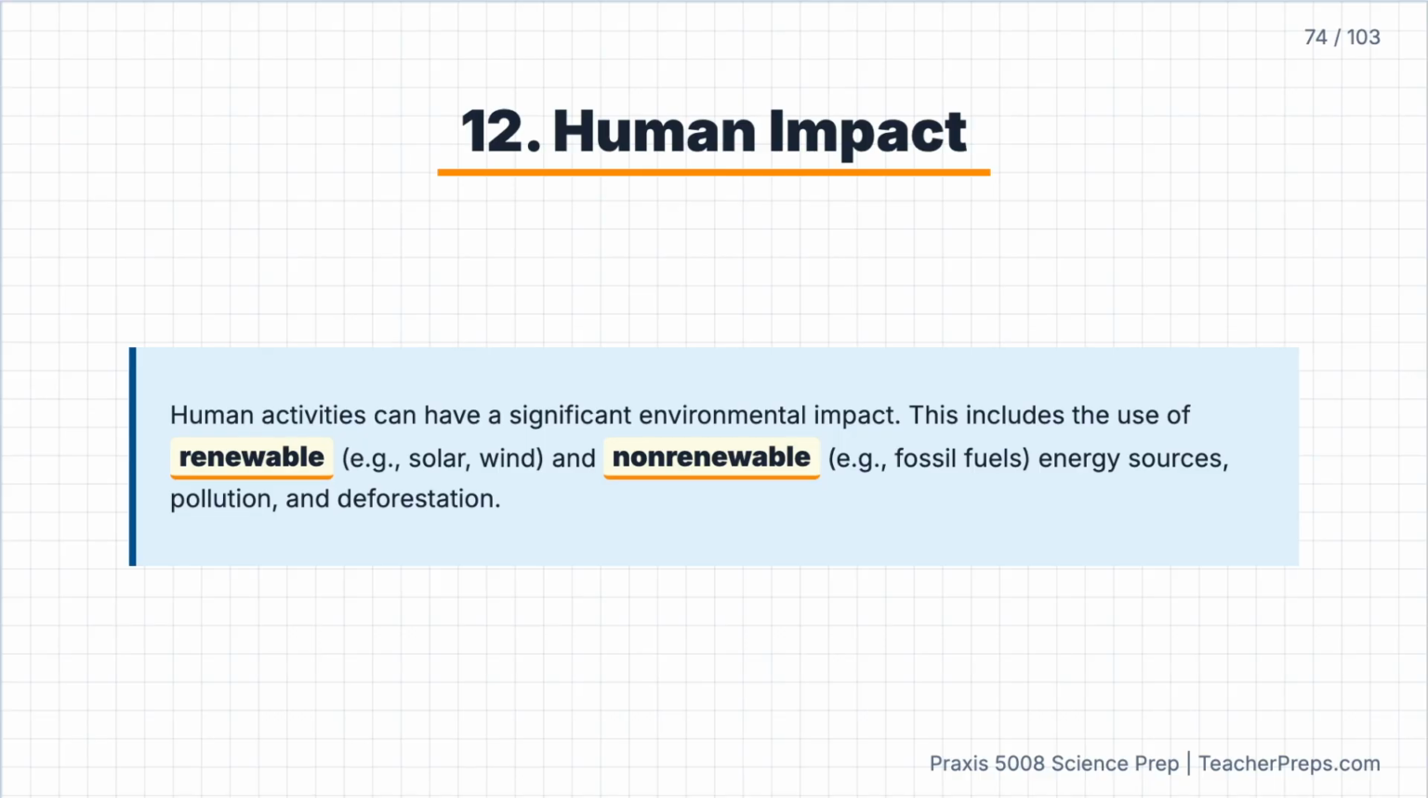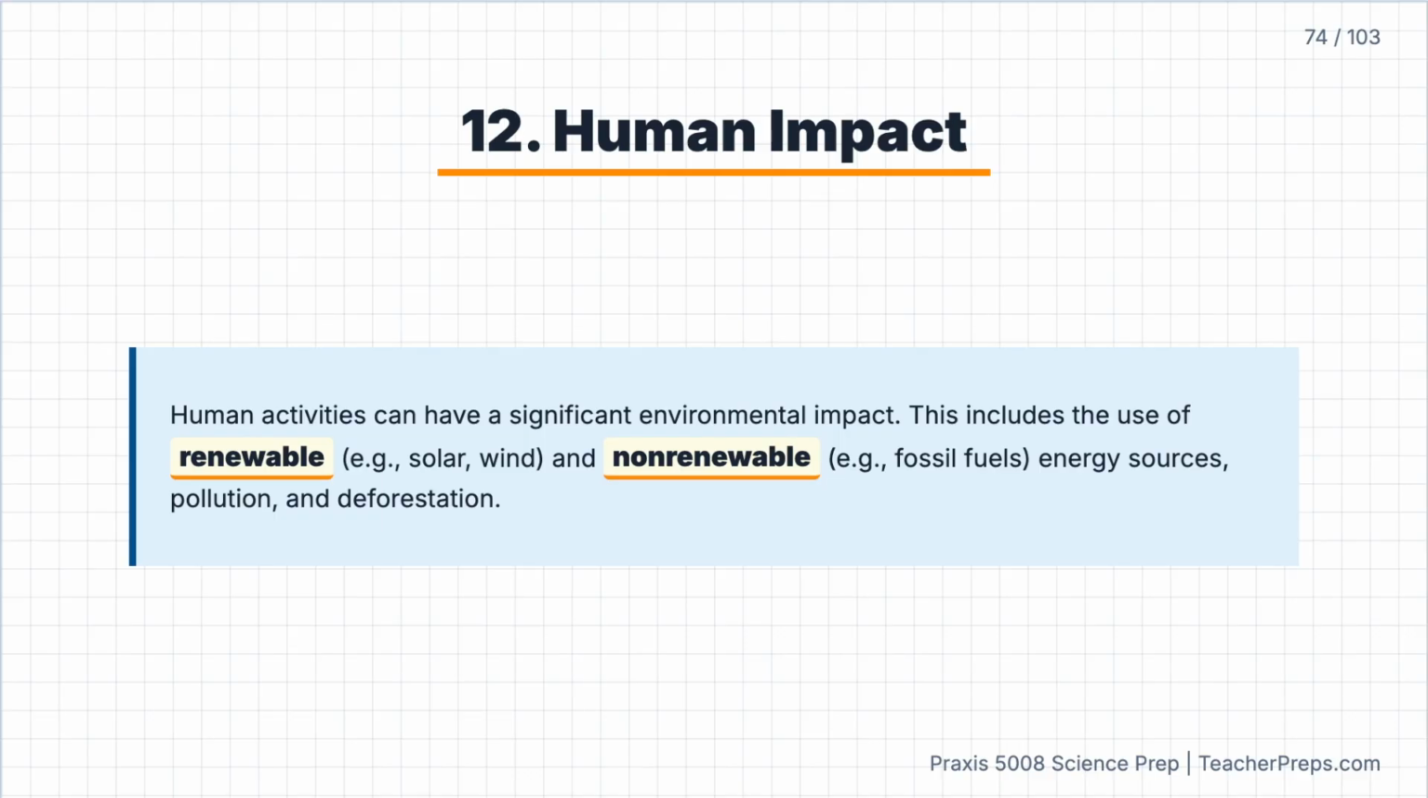Next up for your exam, you're going to need to know about the human impact. So remember that our actions matter. Everything that we do matters, and how we use our resources, especially energy, can change the environment. It's important to understand the difference between renewable resources and non-renewable resources. For your exam, remember that renewable resources won't run out and non-renewable resources can actually be depleted.